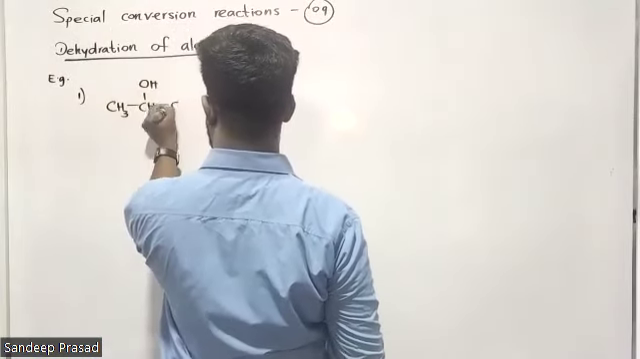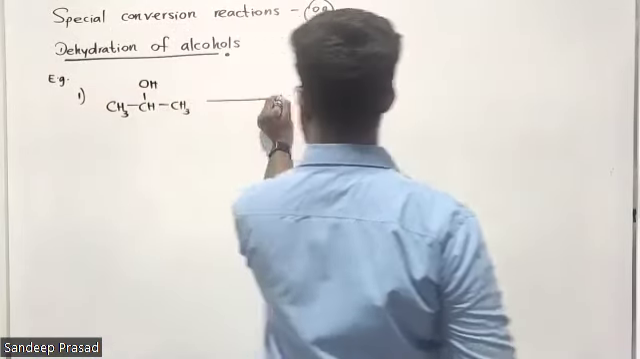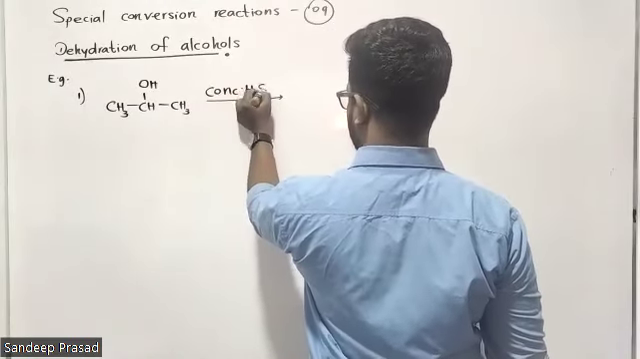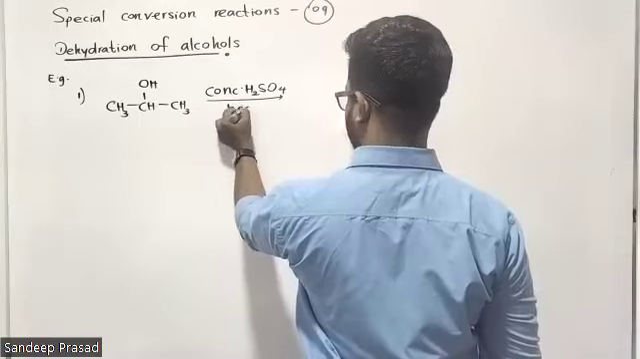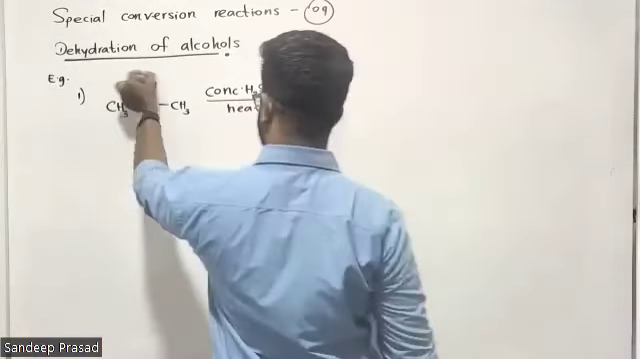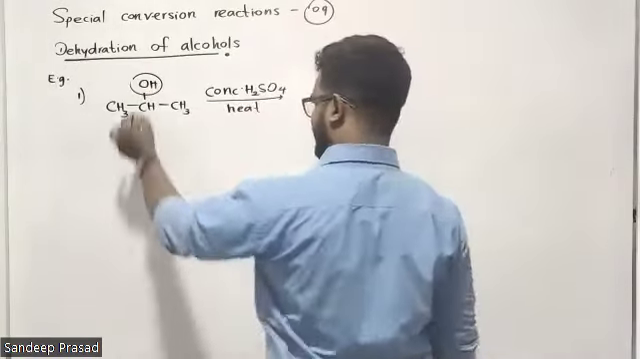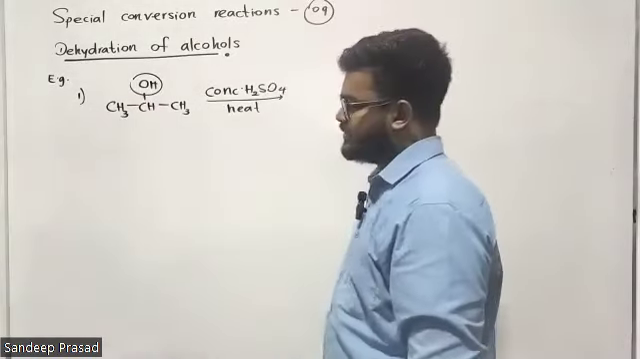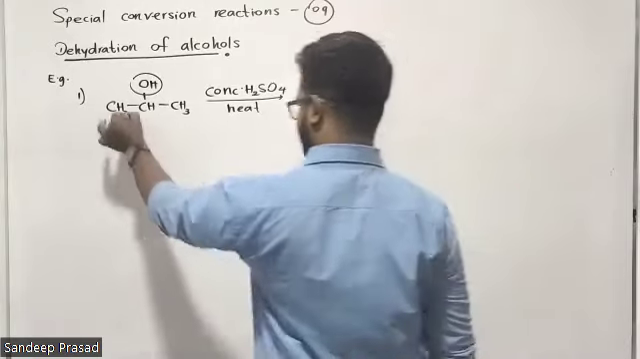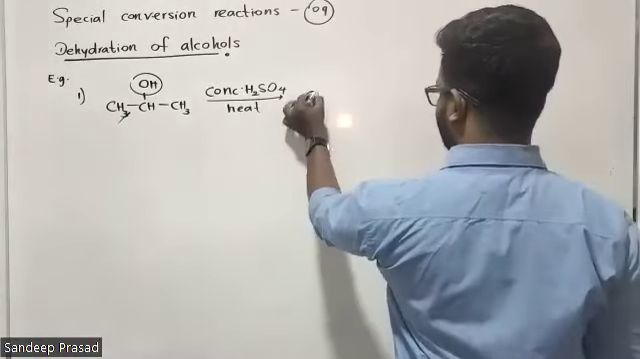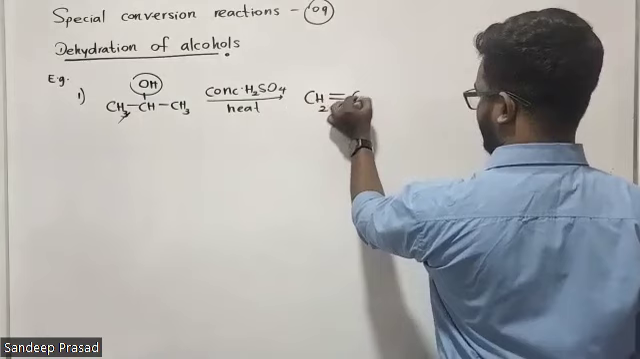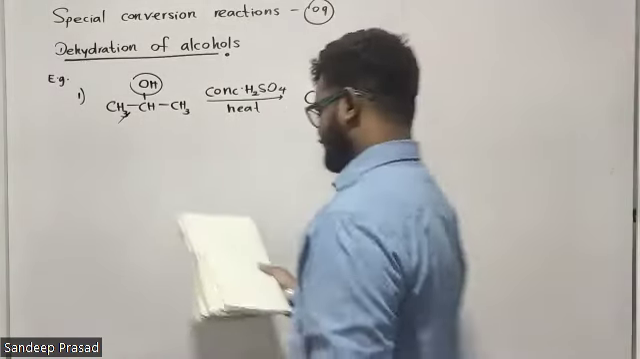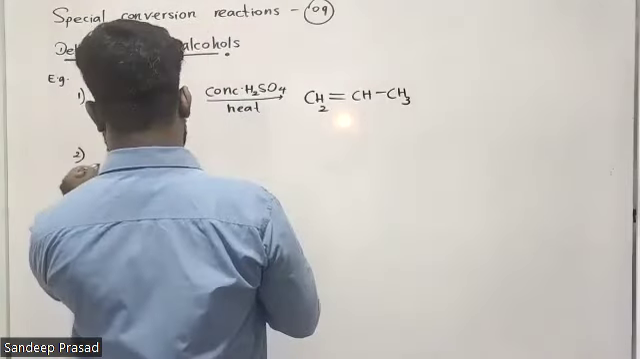We have a secondary alcohol, and I'm going to add here concentrated sulfuric acid and heat. So what will happen? OH is eliminated with the neighboring carbon atom's hydrogen. We have two neighboring carbon atoms, so we can choose one of them. Let me choose the left-hand side one. So one hydrogen is eliminated: CH2 double bond CH, CH3. Number 2.